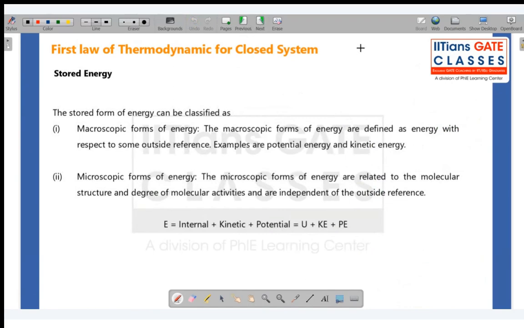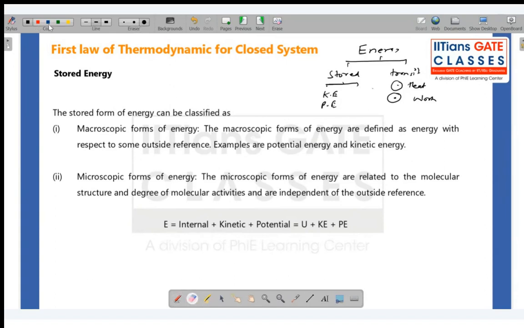Now, so we have seen what? If you remember, energy is basically stored and in transit. Heat we have discussed. Work we have discussed. In this, we have macroscopic and microscopic, but we have kinetic energy, potential energy, internal energy, and chemical energy. Chemical energy we are not going to discuss.